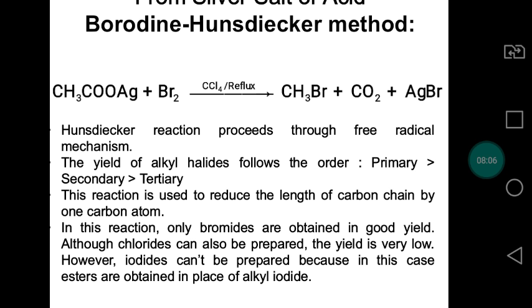Next is the Hunsdiecker reaction, which is prepared from the silver salt of carboxylic acid. Here we have taken the example of silver ethanoate. We have added bromine in the presence of CCl4 and we have done reflux.